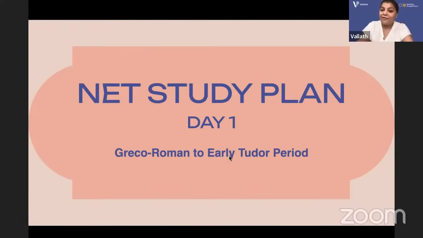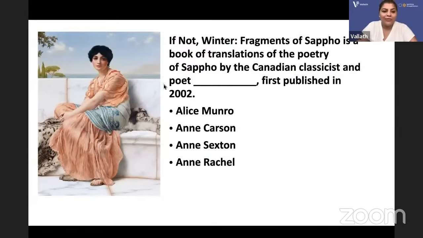Now, let me ask the first question to you. Do you know who this is? This is the lady poet from Lesbos. Who is that? Sappho. Sappho was a contemporary of our Homer. If Not Winter: Fragments of Sappho is a book of translations of the poetry of Sappho. It is not about Sappho's poetry itself, but the translation of her poetry by a Canadian classicist and poet, first published in 2002.